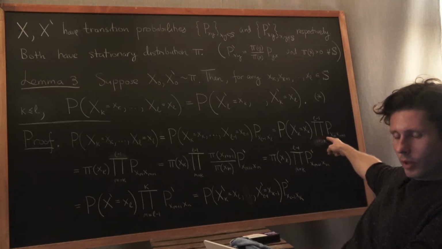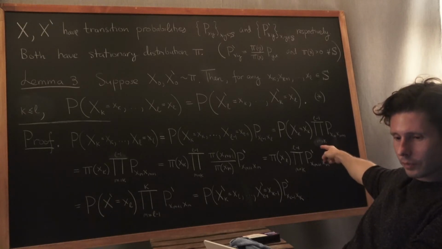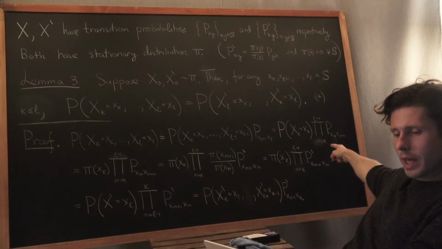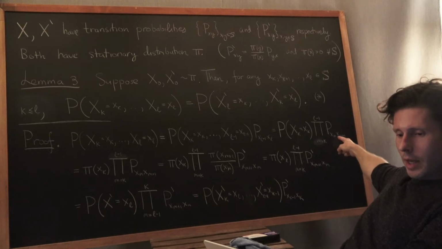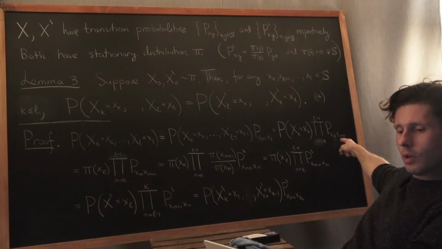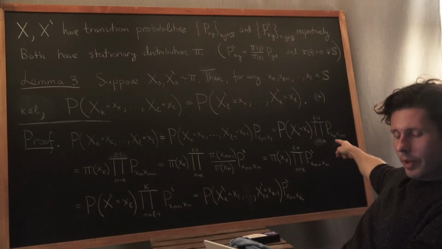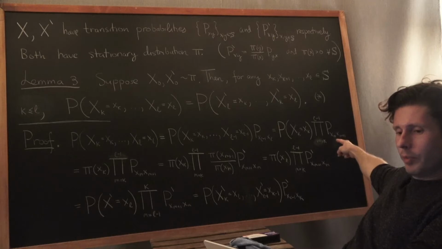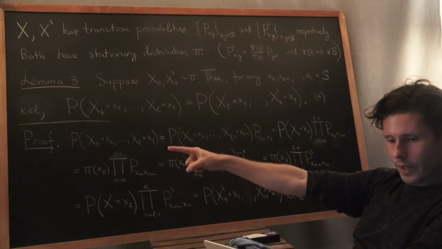And what was left? Well, it's the product of all my one-step transition probabilities, going from m equals k up to l minus 1. So I have p of xk to xk plus 1, then xk plus 1 to xk plus 2, all the way up to, why is it l minus 1? Well, it's got to be because the final transition had to be between xl minus 1 and xl. That was the final ending state.